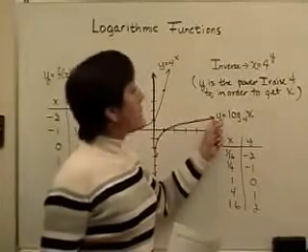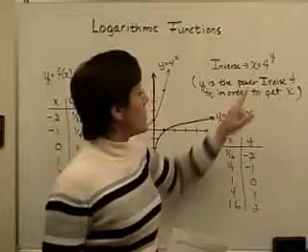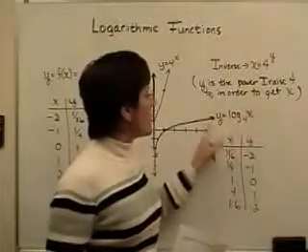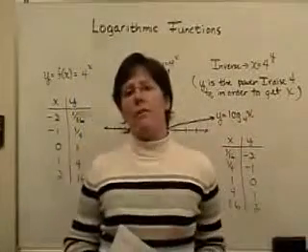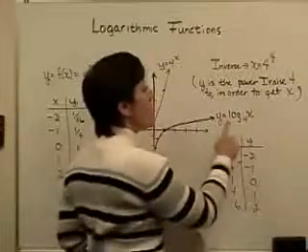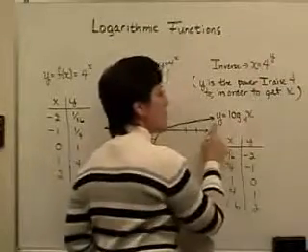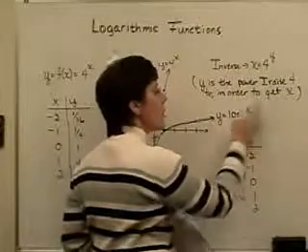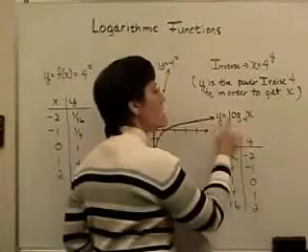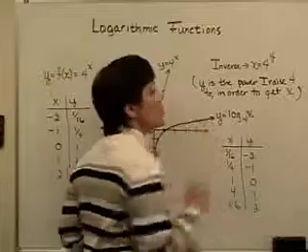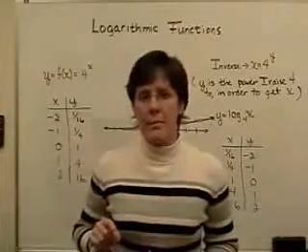Y is the power that I raise 4 to in order to get x, and that's what this represents right here. This is a formal definition for logarithms. We say that a logarithm is an exponent, and here it is as an exponent right here. Again, a logarithm is an exponent. This means that y is the power that I raise 4 to in order to get x. That's exactly what that statement means.